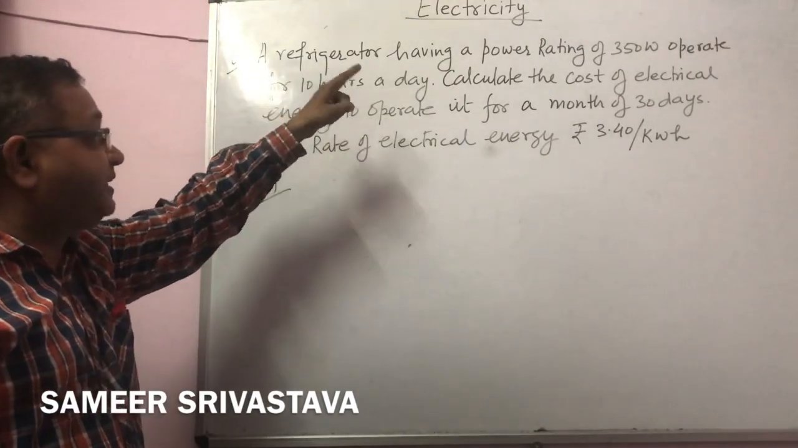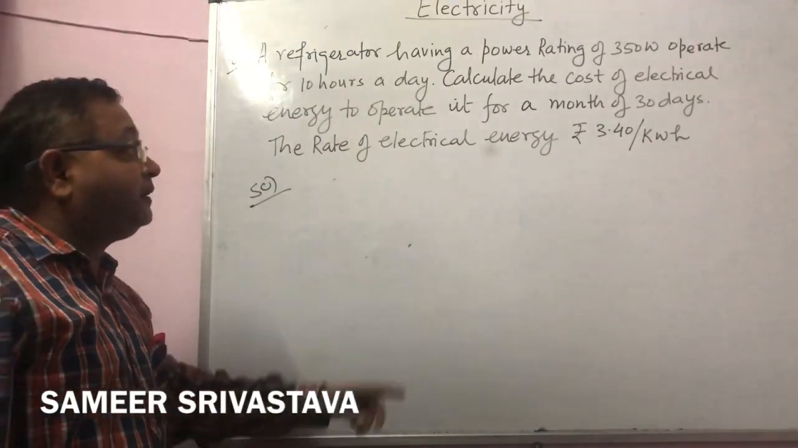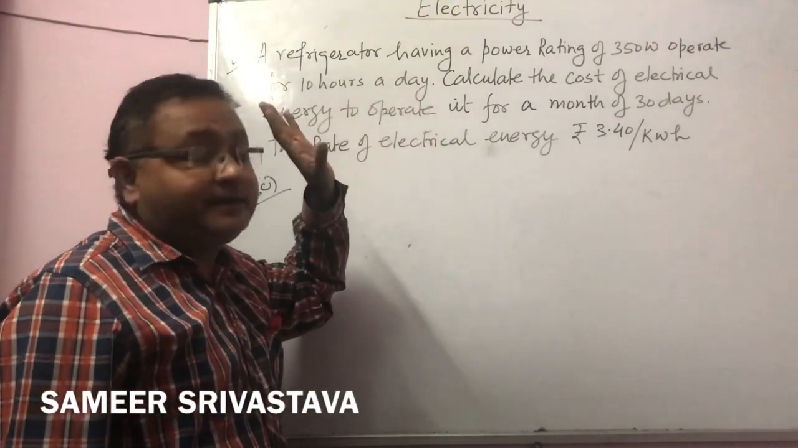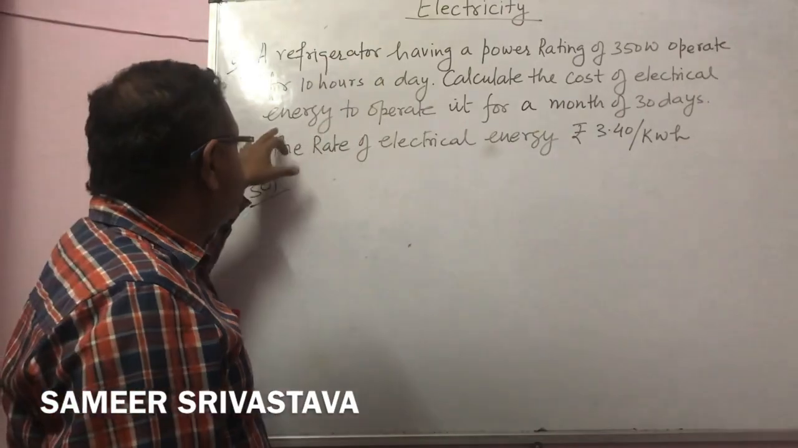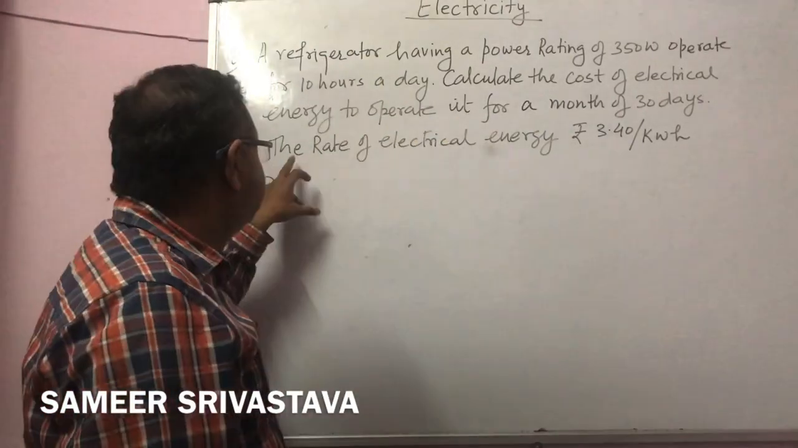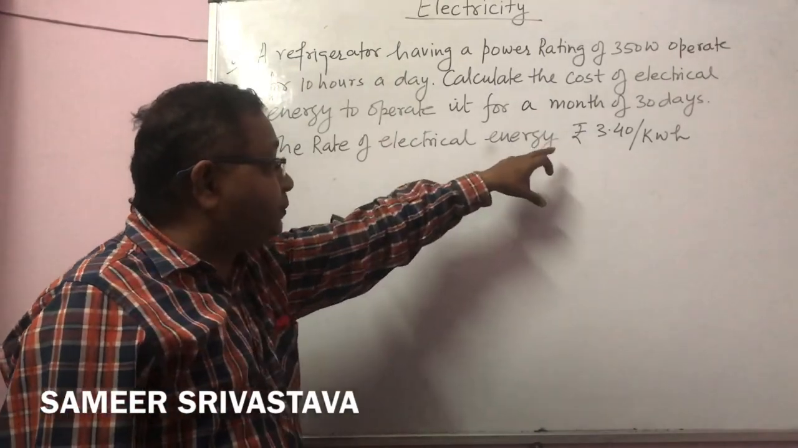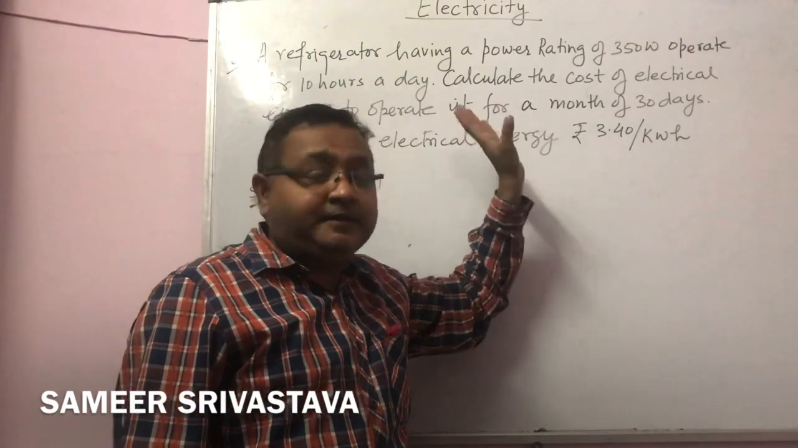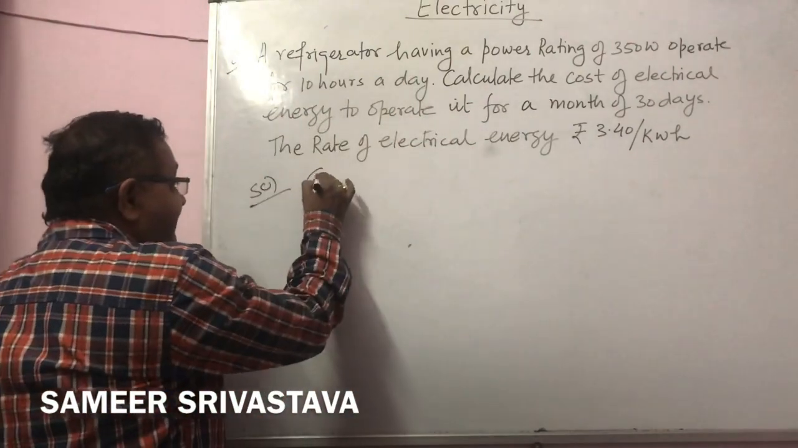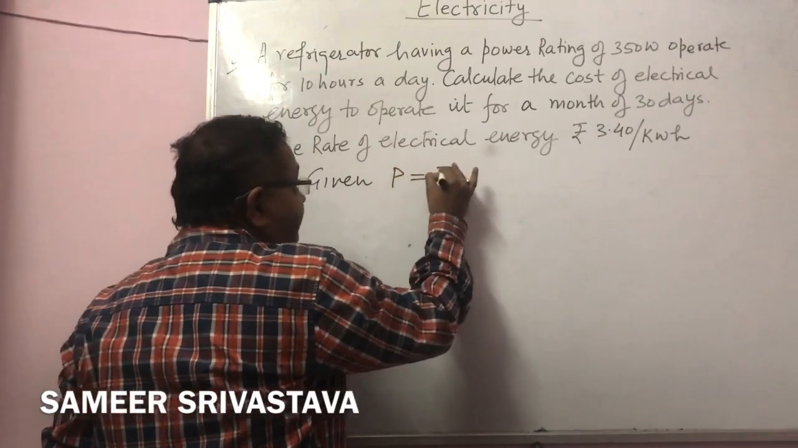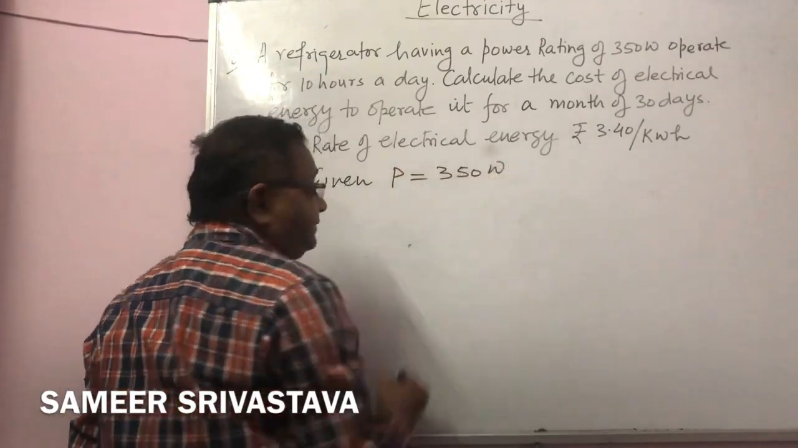A refrigerator having a power rating of 350 watt operates 10 hours a day. Calculate the cost of electrical energy to operate it for a month of 30 days. The rate of electrical energy, rupees 3.40 per kilowatt hour, is given. What parameters are given? The power rating of the refrigerator is 350 watt.